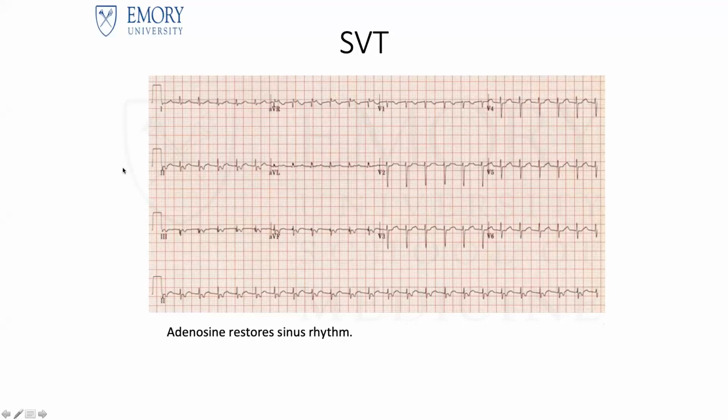And with AVNRT, we often get a history where as people get older, episodes tend to be longer and less responsive to vagal maneuvers. So that's very typical when somebody, maybe they've been able to terminate before with cough or vagal maneuvers at home, and then eventually that doesn't work anymore.